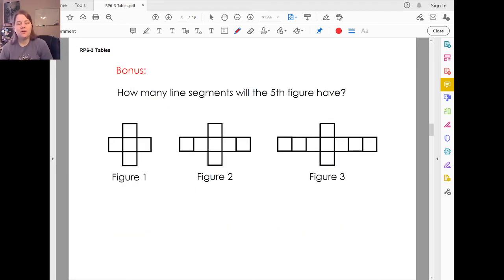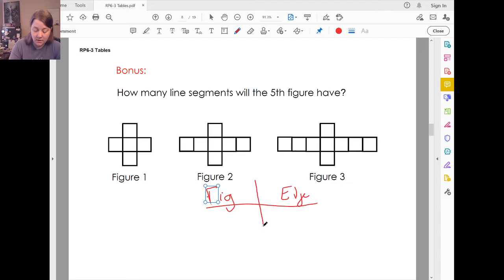Let's take a look at this bonus. Figure 1, we're going to make that T table. So we're going to have figures, and then we're going to have edges. Go ahead, figure out this T table on your own for figure 1, figure 2, figure 3, and when we come back, we'll count them out.